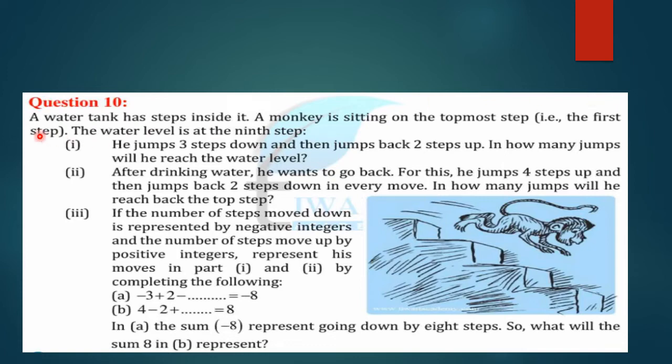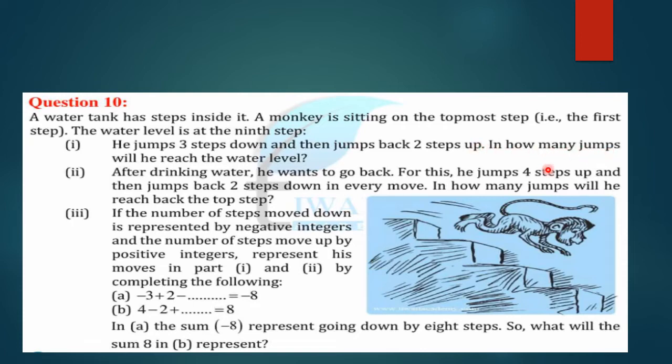Now in the next slide, question number 10 is given. A water tank has steps inside it. A monkey is sitting on the topmost step, that is the first step. The water level is at the 9th step. See, from this first step the monkey has to move down to 9th step to have water. To take the water it has to move down 9 steps. So here first question, he jumps 3 steps down and then jumps back 2 steps up.